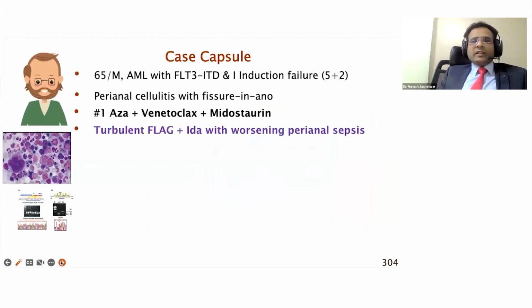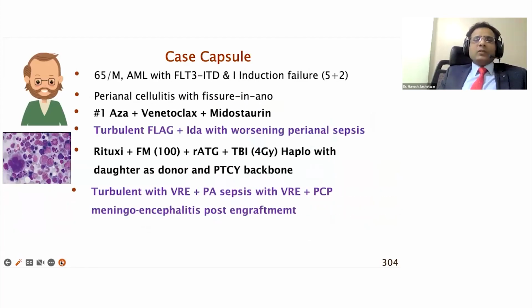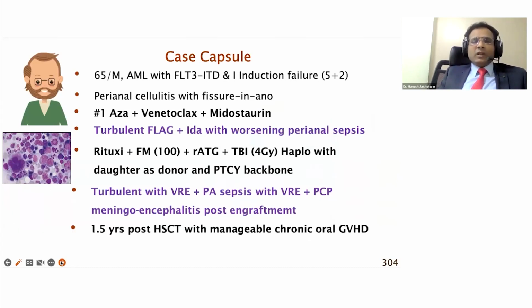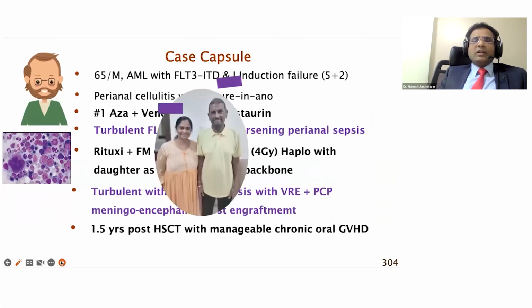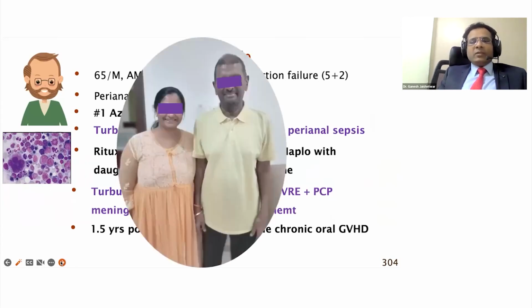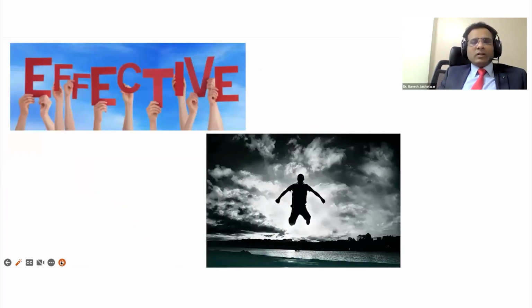Just an example, a 65-year-old with refractory AML who underwent PTCY-based haploidentical transplant with reduced intensity, reduced toxicity conditioning. Even though he had a turbulent peri-transplant course, he's 1.5 years post-transplant, doing well with manageable chronic GVHD. Such elderly patients with refractory AML getting such a long disease-free survival were unheard of. But thanks to novel techniques, technologies, and improvements in supportive care, these are becoming a reality.